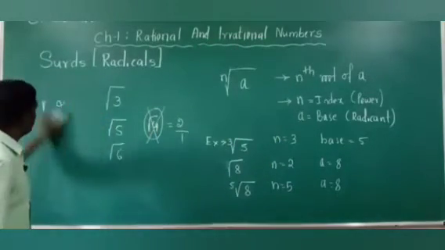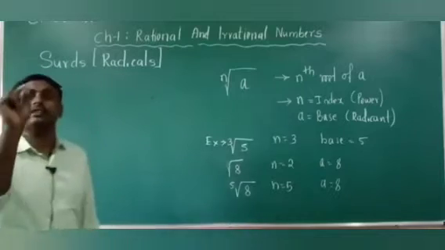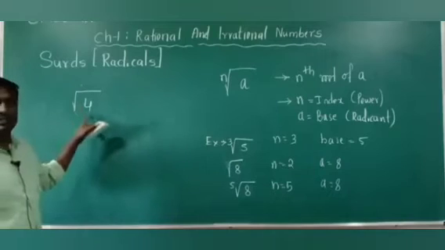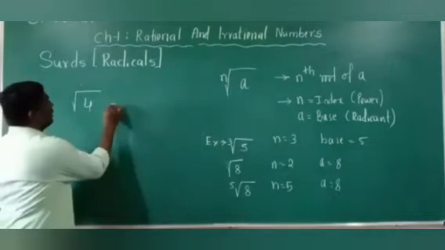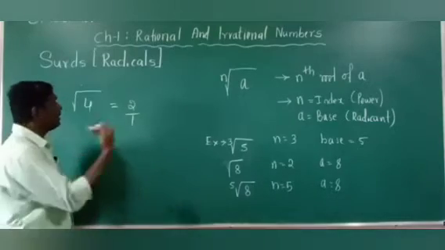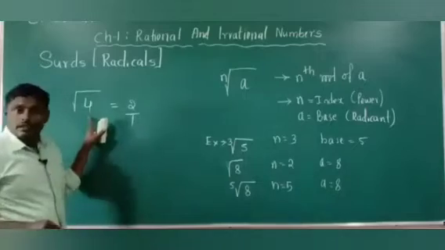If I write all the numbers in this format, are all of them surds or radicals? For example, root 4, is it a surd or radical? No, because the exact value of root 4 is 2. We can represent it as a rational number, 2 by 1, which is in the form of p by q. Therefore, it is not a surd or radical.